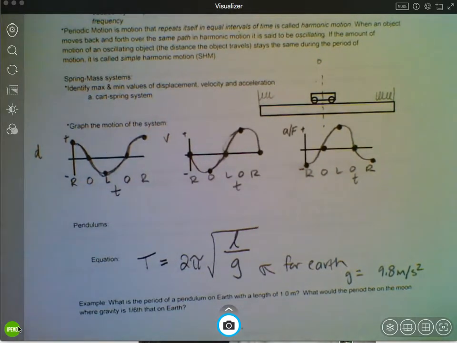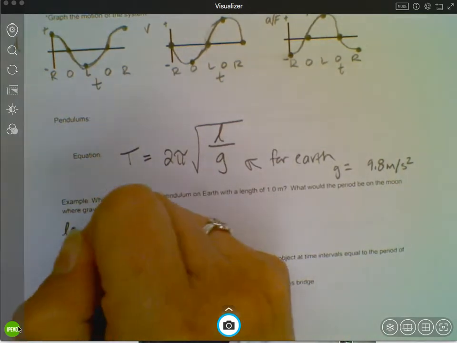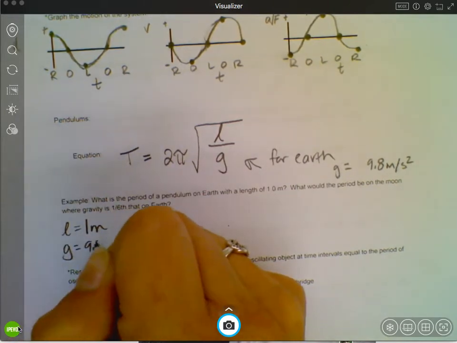Let's do a quick example. What is the period of a pendulum on Earth with a length of 1? So L is 1, and it should be in meters. Earth means that g is 9.8.